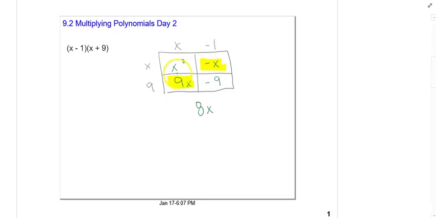Okay, my x squared should come before that, so I'm going to do x squared plus 8x and then bring down my minus 9, and then that is my final answer. X squared plus 8x minus 9.